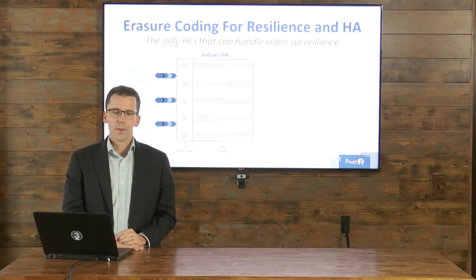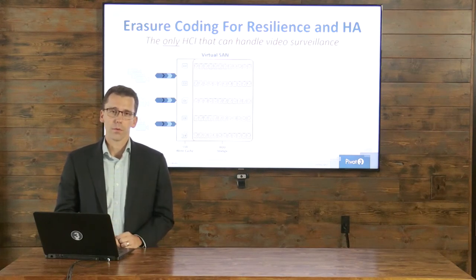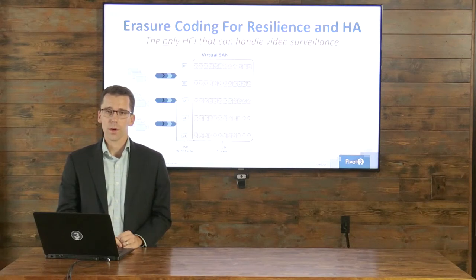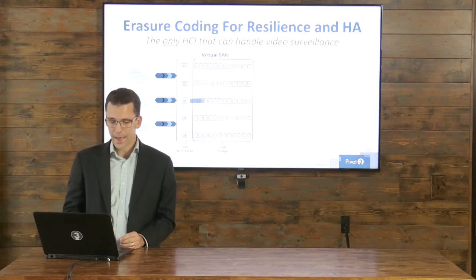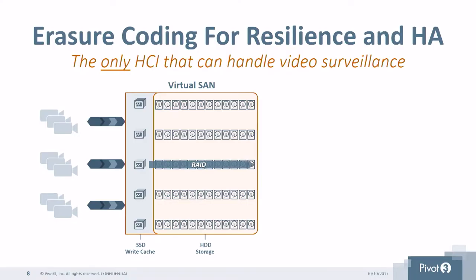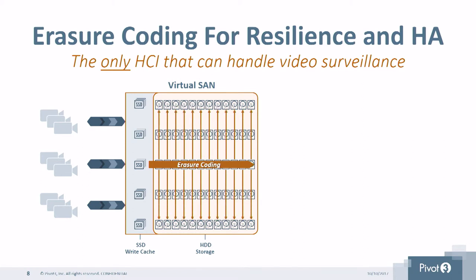Now, to explain what that is, most people are generally familiar with RAID technology in storage. The way RAID works is that as data comes in, let's say from a camera in this case, it actually gets striped across a number of disks inside of a group so that if one of those disks happens to fail, we can recover that data. With erasure coding, we don't stripe data just across disks. We actually stripe it across disks and across boxes or across appliances inside of a cluster.